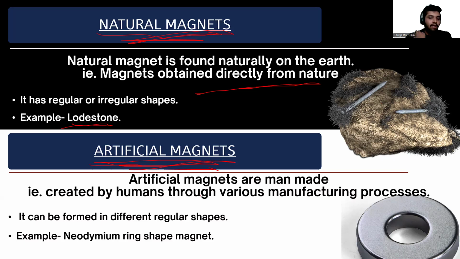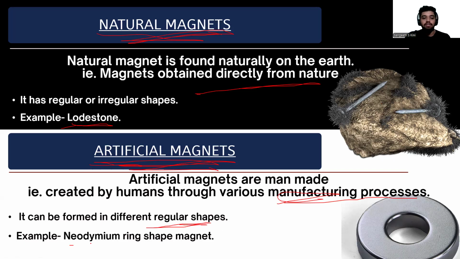Then what do we mean by artificial magnets? Artificial magnets are man-made magnets, created by humans through various manufacturing or industrial processes. We can create those magnets in industries or factories, and they are known as artificial magnets, made by humans. They can be formed in different regular shapes.